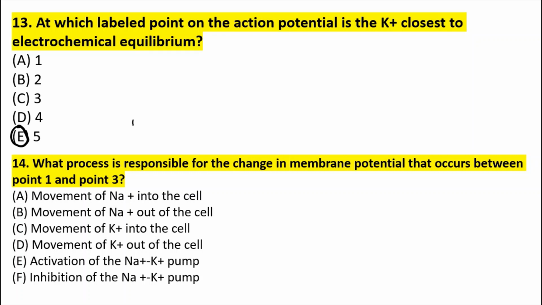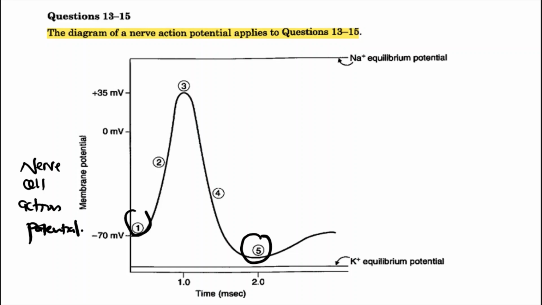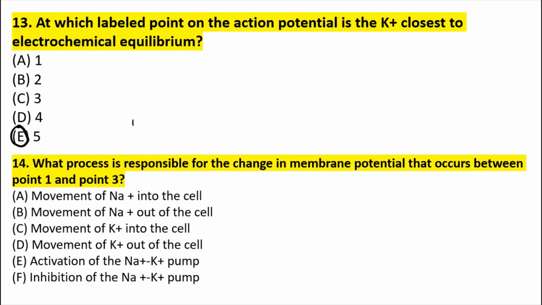14. What process is responsible for the change in membrane potential that occurs between 1 and 3? So here we know that there is depolarization and there is movement of sodium into the cell. So the answer here is A. There is movement of sodium into the cell.